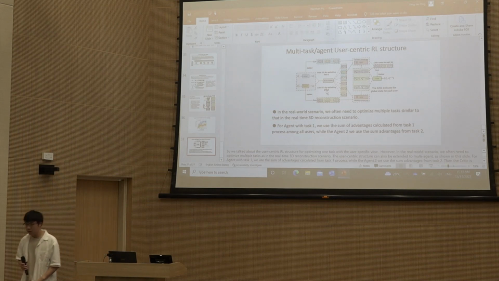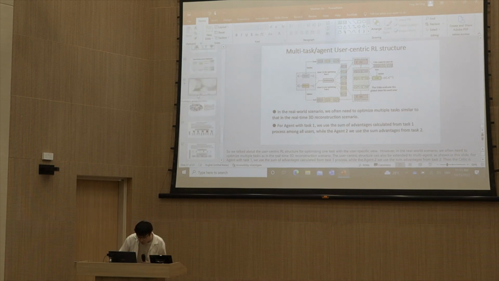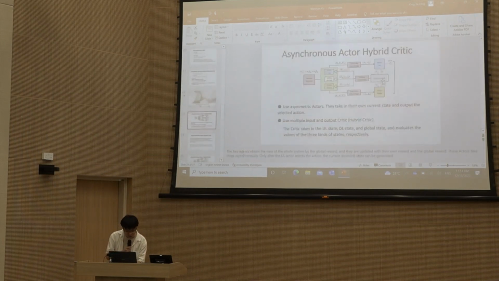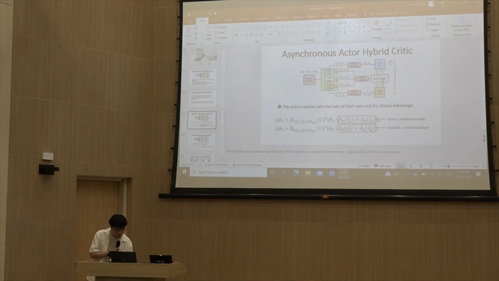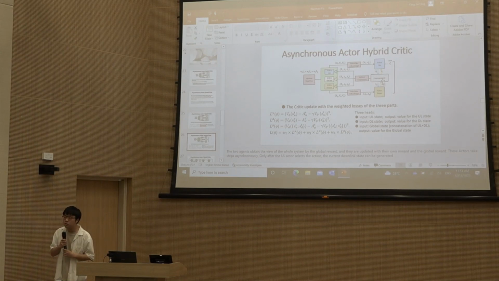Okay, thank you for your presentation. I have one question about the global advantage value. You show it in the figure. I'm wondering, did you use 3 critic lines to estimate the uplink, downlink, and global advantage values respectively? Sorry, about this? Yes. I want to know how you generate the global advantage value.